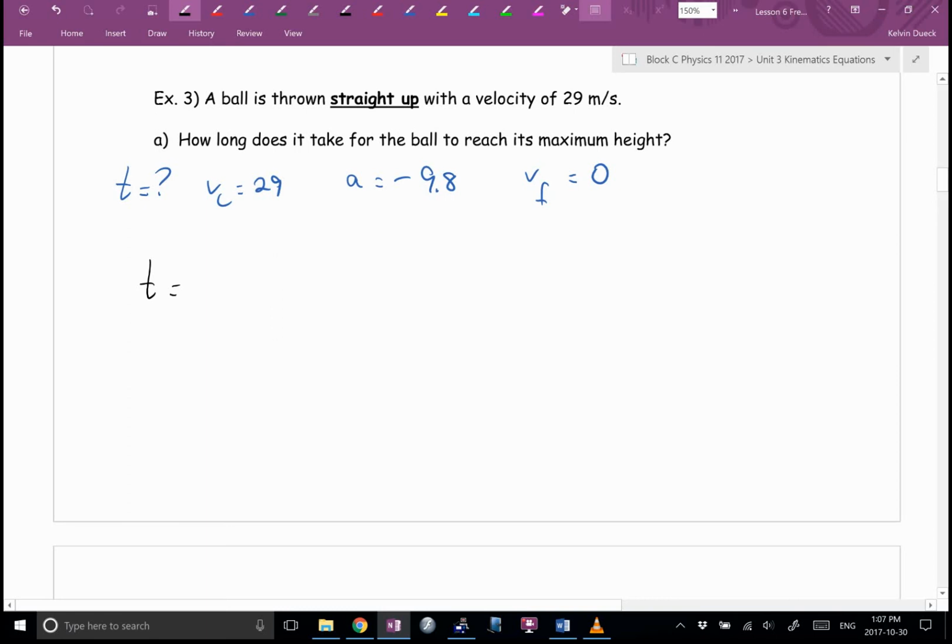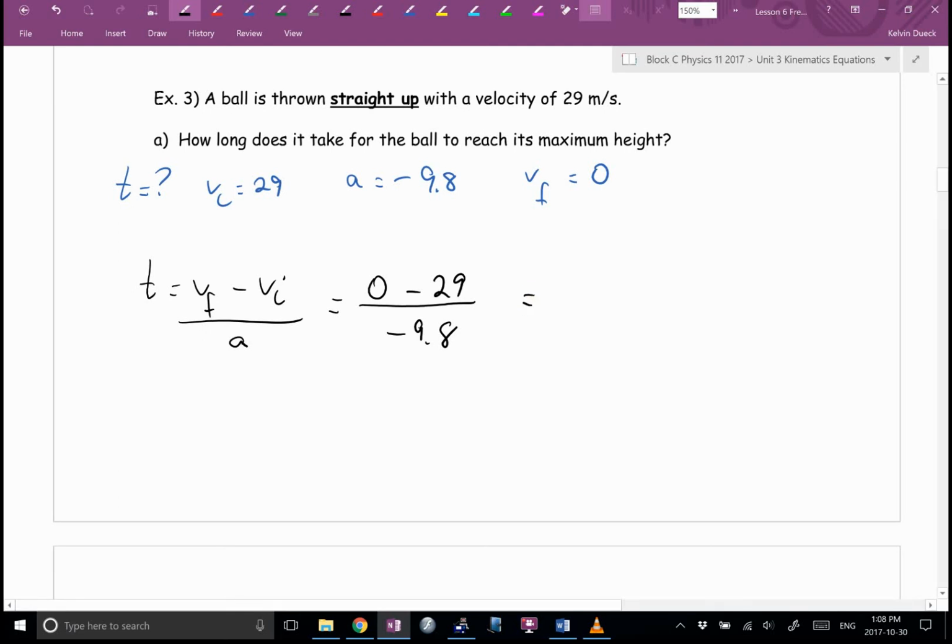VF minus VI divided by A. Oh, I wrote T equals because that's where I'm used to seeing it. But yeah. So it's going to be 0 minus 29. Uh-oh. Top's going to be negative. Am I going to get a negative time? That's not allowed. Oh, wait a minute. Divided by negative 9.8. But the bottom's negative too. Dylan, what's a negative divided by a negative? Oh, it works. Are you positive?